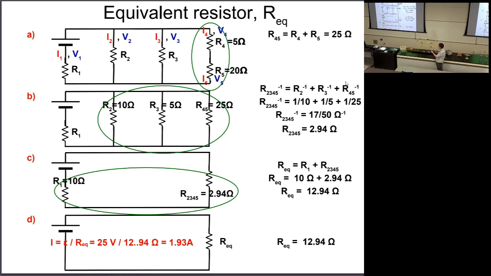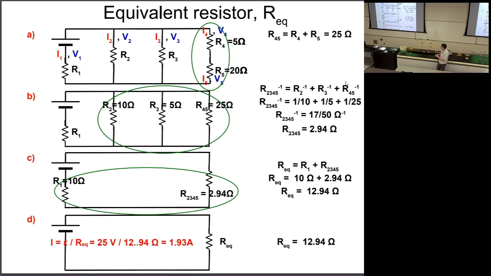So now I've just got 4 resistors. I've got the original R1, R2, R3, and then I've got this equivalent resistance that I've called R45. Now again, I'm looking at the circuit with an eye to replacing some group of resistors with an equivalent resistance. And the group that I can replace either has to be all resistors in series or all resistors in parallel.